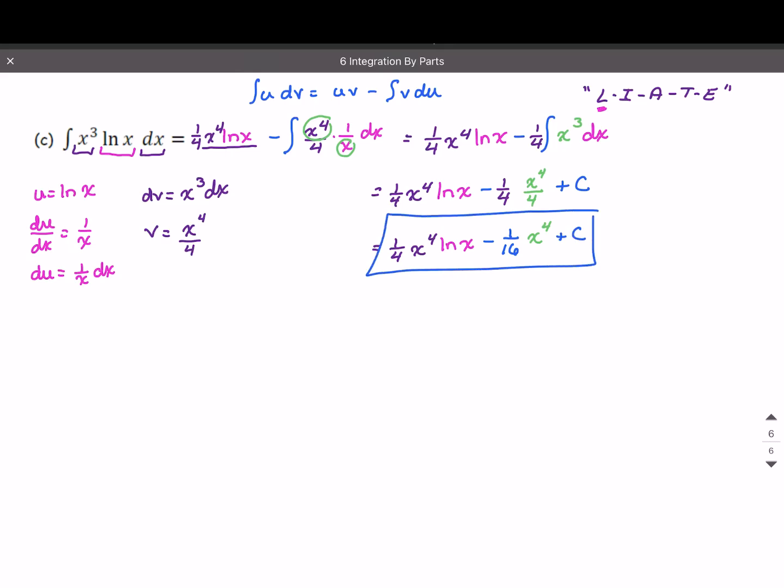There we go, guys. So you have learned how to reverse the product rule by using integration by parts.